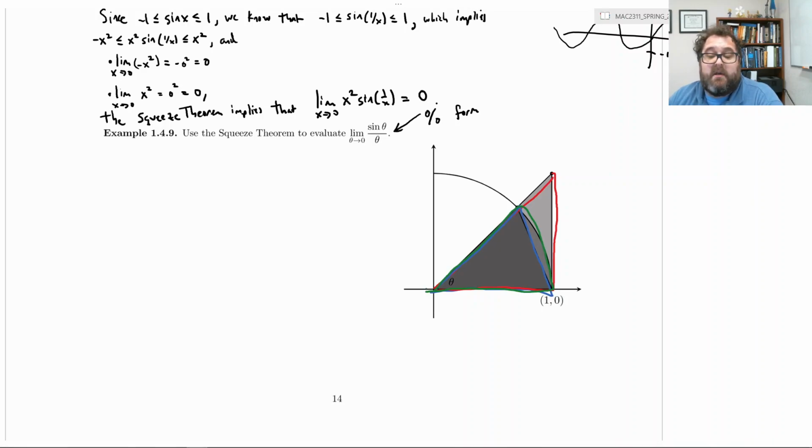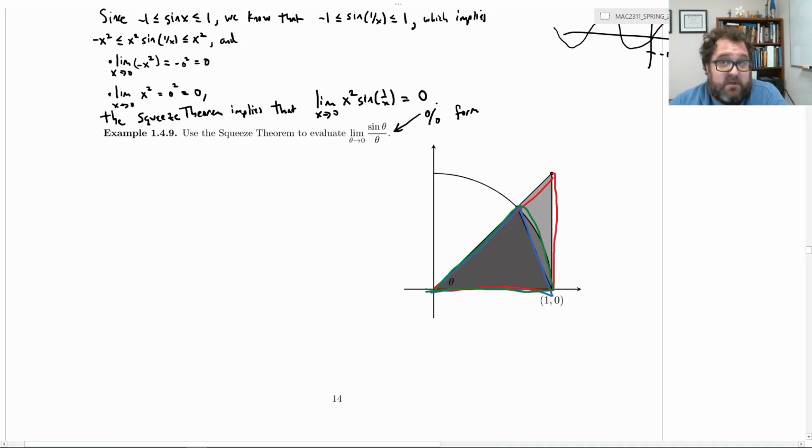So we have 3 objects. And notice, if you use your imagination a little bit, if we let theta vary between 0 and pi over 2, so 0 to 90 degrees, that relationship will remain constant. That is, that small triangle will always be the smallest. The sector, the cone shape, will be in the middle. And then the red right triangle will always be the biggest of the 3.